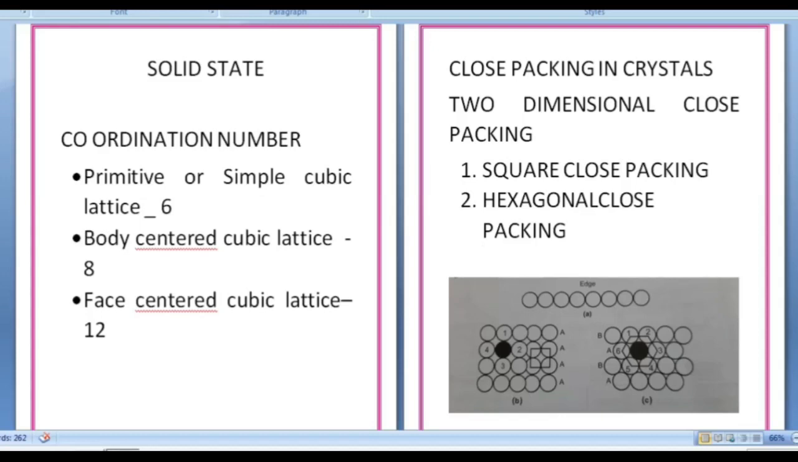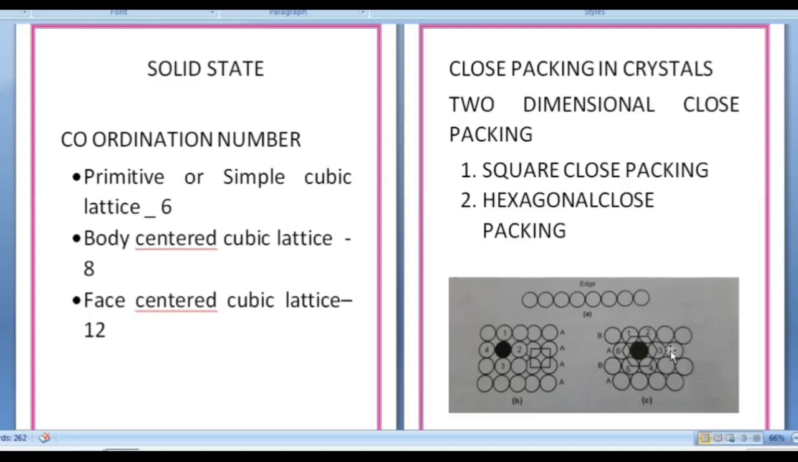Now in packing, the edges are in touch with each other. See, if you see figure A, all the spheres are in contact with one another. Now for square close packing, the various rows of spheres are kept one on top of the other. So if you look at any particle, any atom, see the one which has been colored in black, it is touching 4 other spheres. And if you join the middle point of these neighbors, you will get a square. So this is called square close packing.